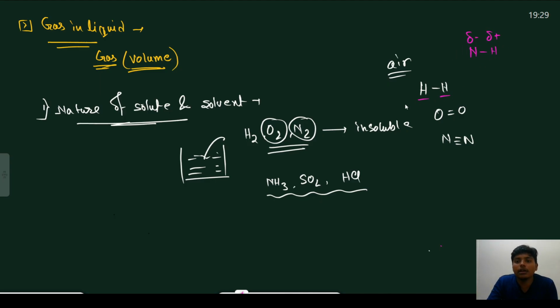But when both atoms are the same, there will be no polarity, so that's why they are non-polar. Understood? So NH3, SO2, HCl are polar. You saw ammonia: if ammonia came to your eyes, you take water and it will go down. Sulfur dioxide reacts with water and gives H2SO3. So they are dissolved in water. Similarly, HCl gas can easily dissolve in water.